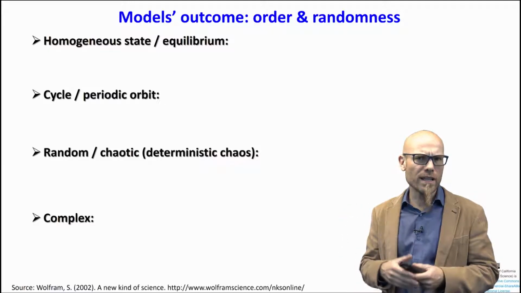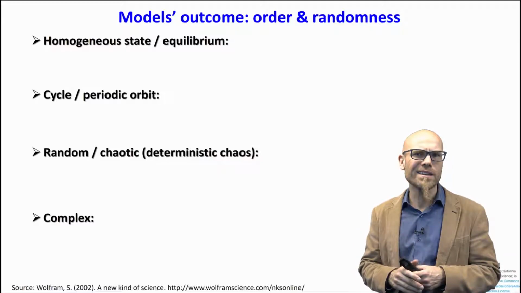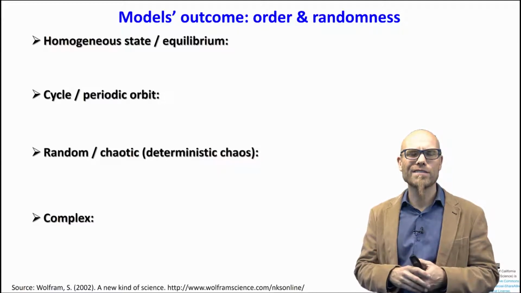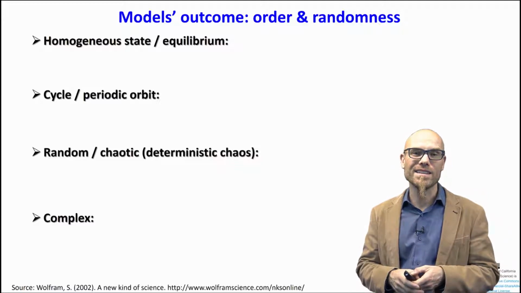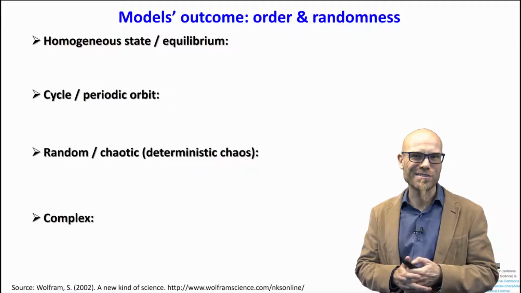Randomness, truly chaotic. That's a tough nut to crack to do science with. And then complex. That's actually the biggest group, where we can see most of the patterns, especially in social science.